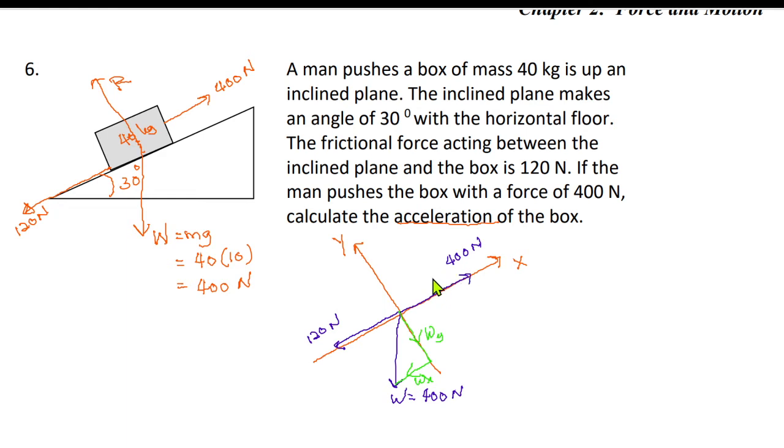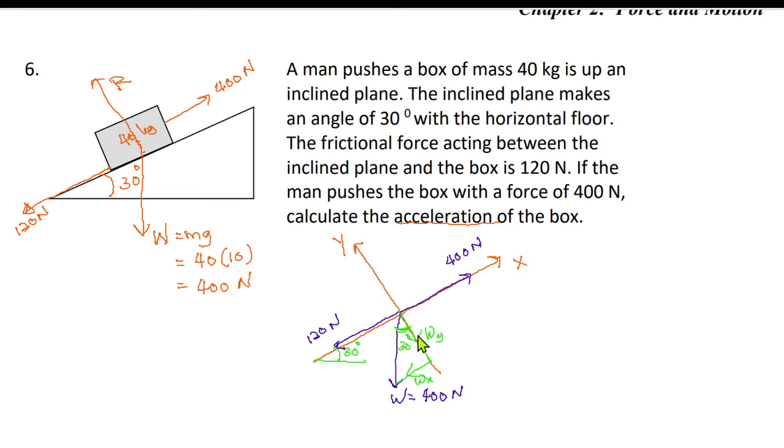Okay, now what is the angle here? So just now the angle here is 30 degrees, right? So the angle here must also be 30 degrees. Simple.